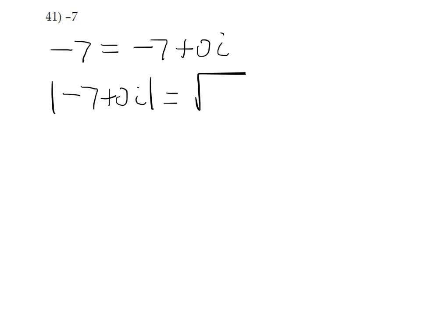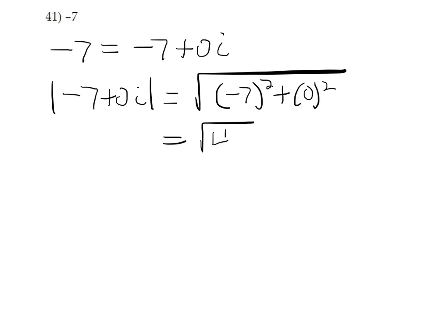Find the absolute value of the complex number -7. Now, -7 is actually -7 plus 0i. And the absolute value of that number is just the square root of the sum of the squares. So we have -7 squared plus 0 squared. We get the square root of 49, which is 7.